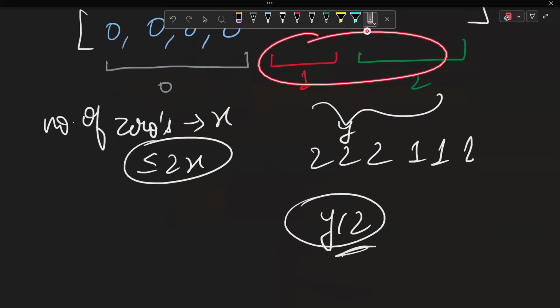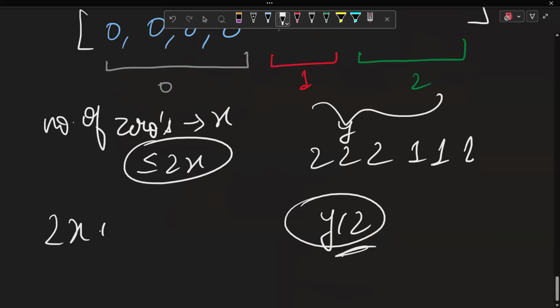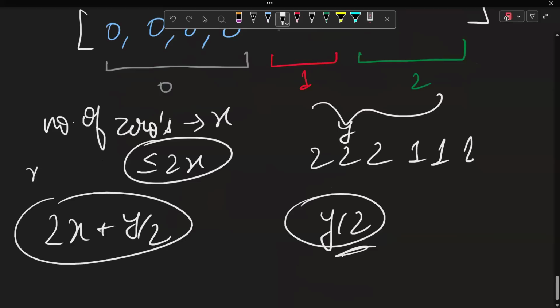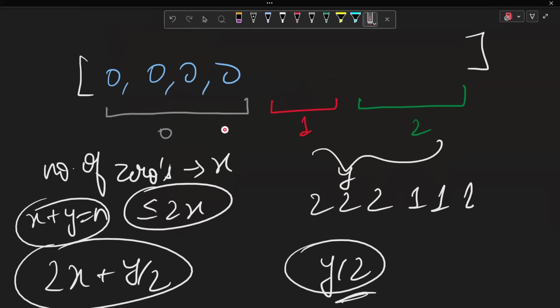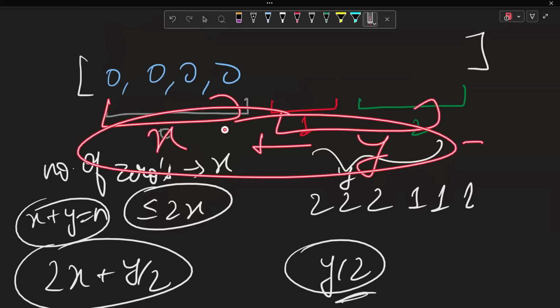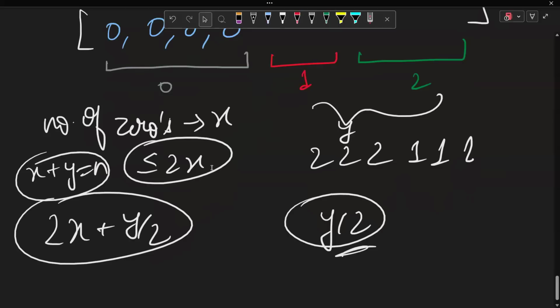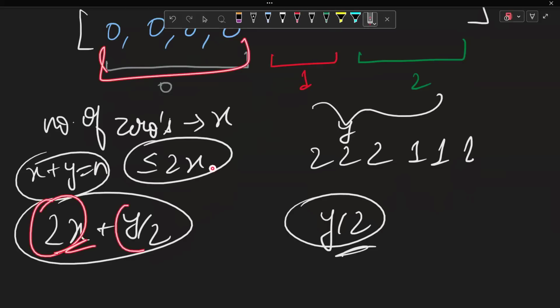Okay, so at max there would be y positions which are dislocated, and in every swap you are swapping a 1 and 2, and two locations get fulfilled. So you can see that the number of operations done would be maximum 2x plus y by 2. Okay, and you know x plus y is n here. So x plus y is total n indices. So in the worst case, you have to do 2x swaps, okay, and y by 2.